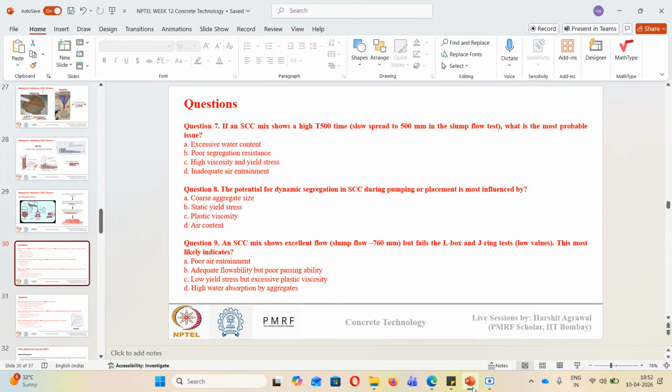So there is question number 7. In a self-compacting concrete mix, it shows a high T500 value. So how much time it took to spread to 500 mm in slump. Okay, so it was showing a high T500 time, means it was taking a lot of time to show a spread of 500 mm. So what is the probable issue in such concrete? Why is it taking more time to spread to a 500 mm slump? What can be the reason?